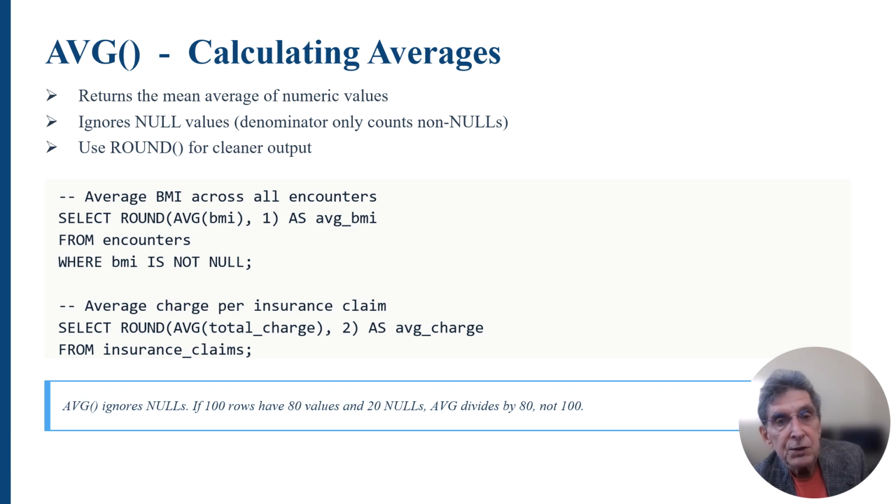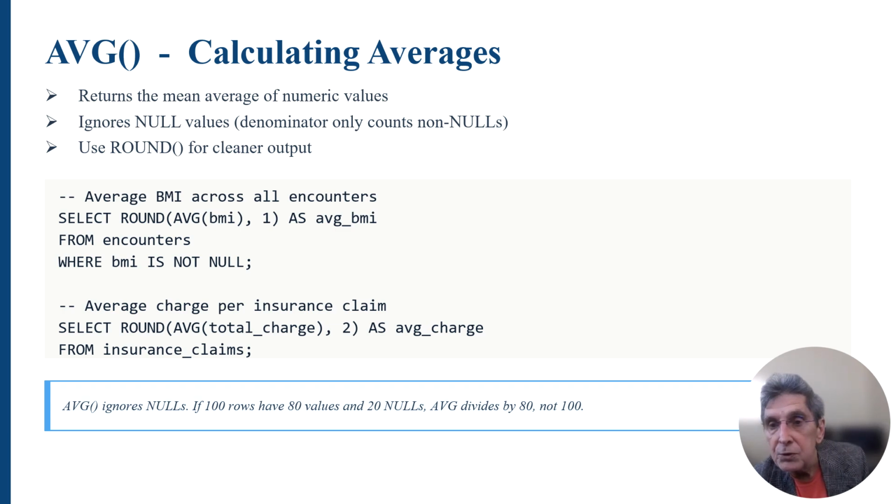What about the average function? We're calculating averages. This is going to return the mean average of a set of numeric values. Remember again, as when it's dealing with numbers, it's going to ignore rows where there's a null value. So the denominator only counts the non-nulls. And a lot of times when you average data, it's going to give you lots of decimal precision, and sometimes you just want 1 or 2 decimal points. So you can specify that by using the round function for far cleaner outputs.